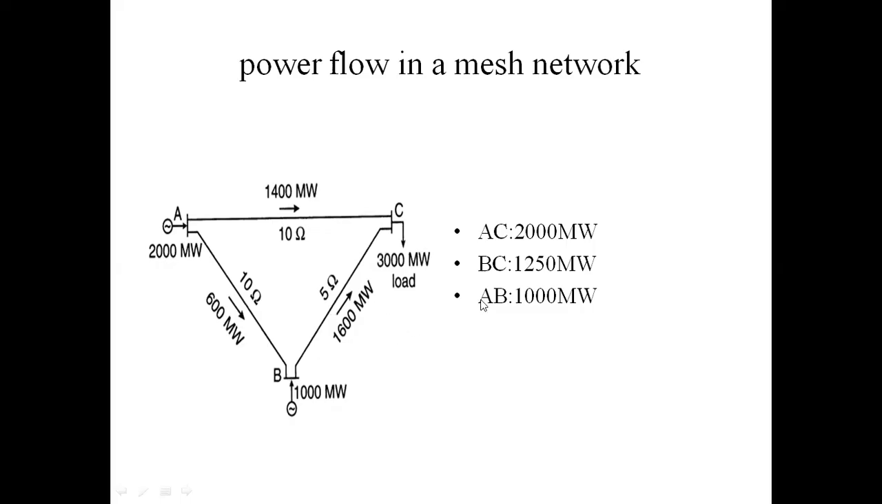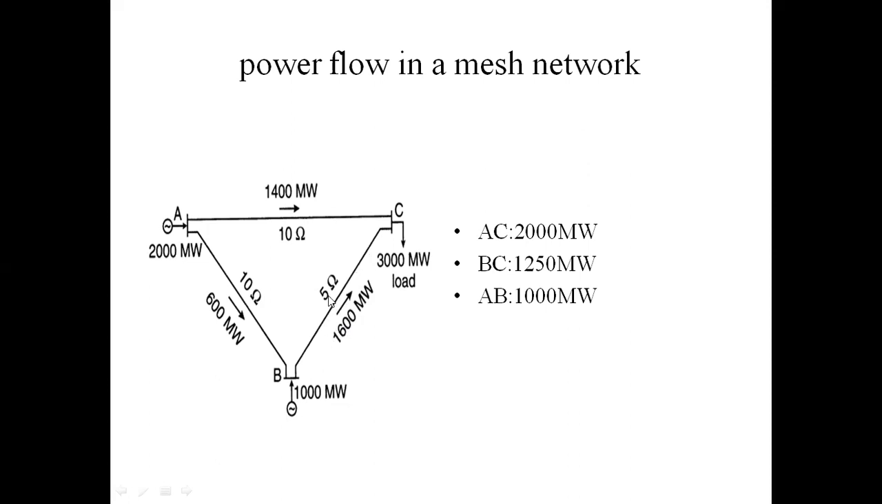Next, this BC capacity is 1250, but here the power flowing is 1600 megawatts. This BC transmission line is overloaded, because the capacity of transmission line B2C is 1250 megawatts, but the power flowing is 1600 megawatts.